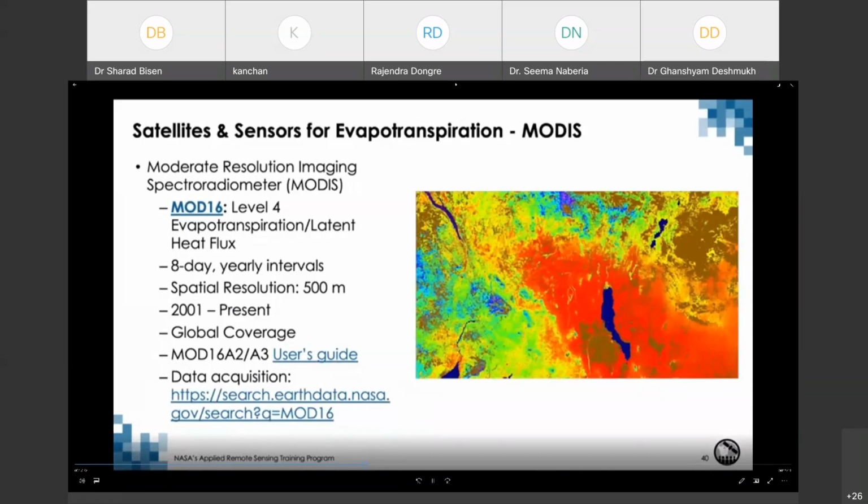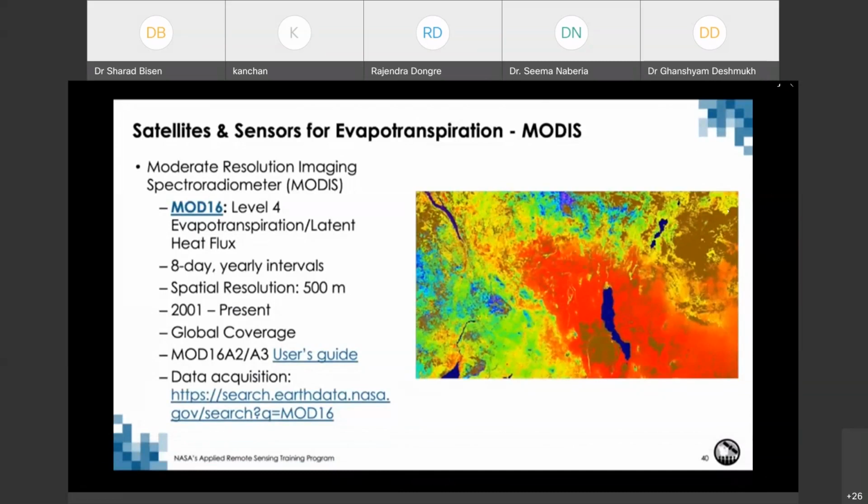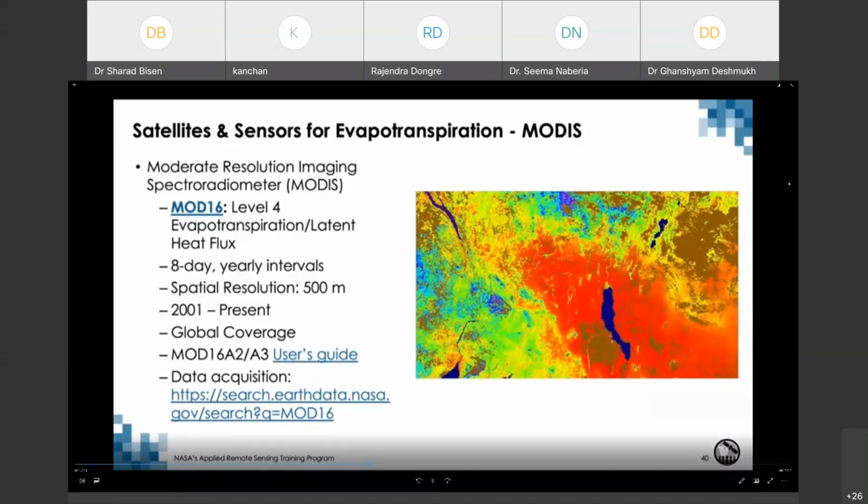The algorithm used for the MOD16 Level 4 data product collection is based on the logic of the Penman-Monteith equation, which includes inputs of daily meteorological reanalysis data, along with MODIS products, such as vegetation property dynamics, albedo, and land cover. Included is a link to the MOD16 User's Guide and access to the MOD16 Evapotranspiration Collection on NASA's Earthdata Search portal.